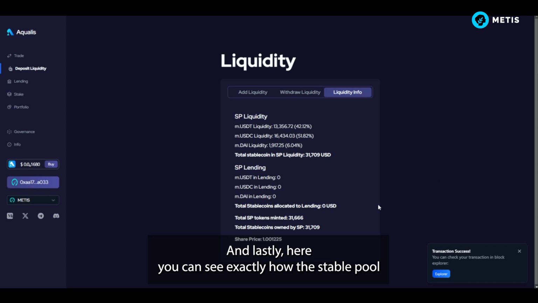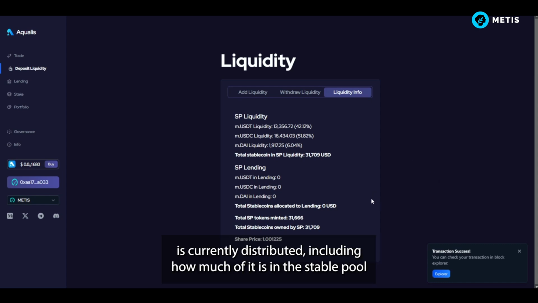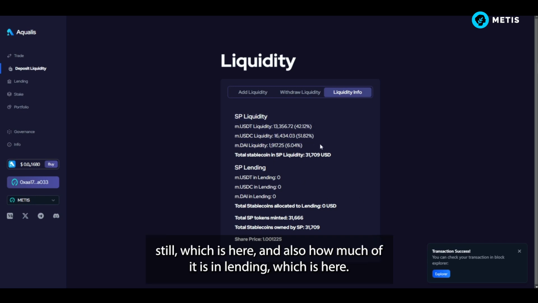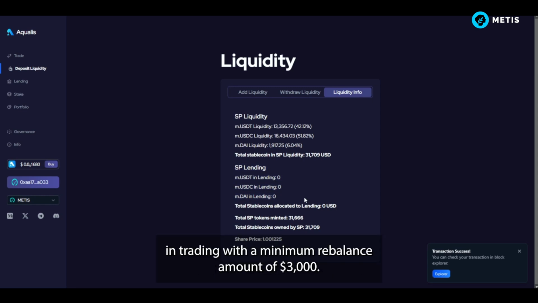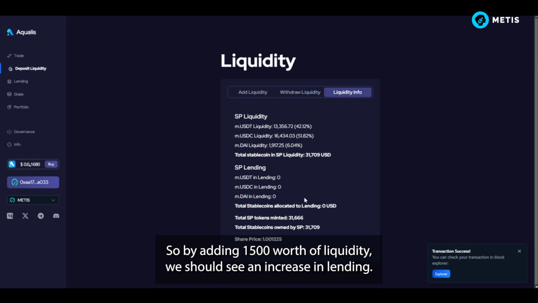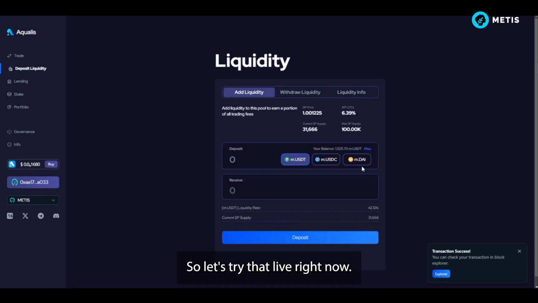And lastly, here you can see exactly how the stable pool is currently distributed, including how much of it is in the stable pool still, which is here, and also how much of it is in lending, which is here. So right now we've set a minimum of 30,000 stables in trading with a minimum rebalance amount of $3,000. So by adding 1,500 worth of liquidity, we should see an increase in lending. So let's try that live right now.